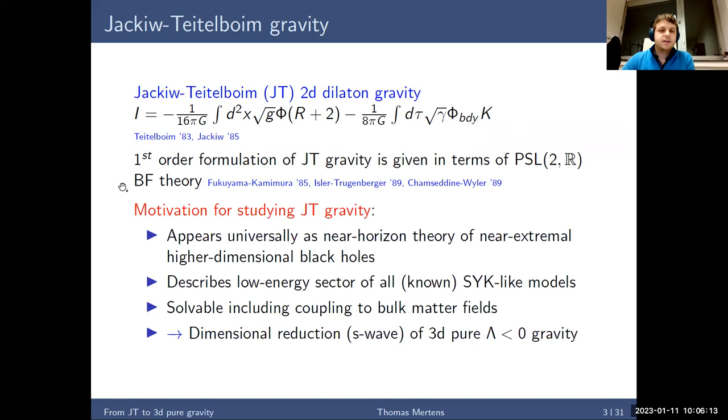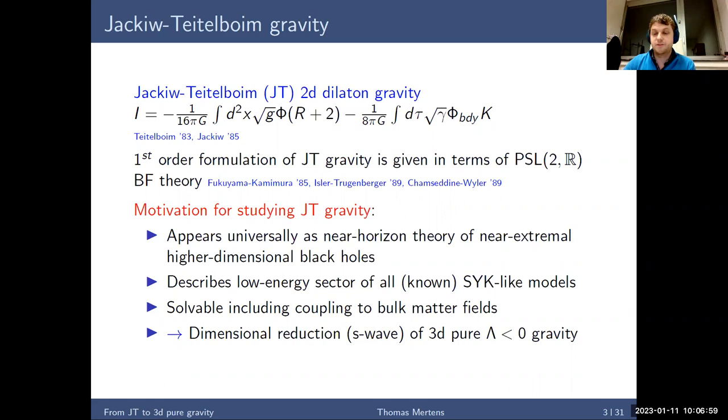Now, there are several motivations for studying that particular model of lower dimensional dilaton gravity, JT gravity. First of all, it appears quite universally as the near horizon theory of near extremal higher dimensional black holes. Second motivation, and this is how it appeared in 2015 by Kitaev's work, it describes the low energy sector of all known SYK-like models. And then thirdly, as I mentioned on the previous slide already, it is solvable, including coupling to bulk matter fields. And then one further motivation, and this is the motivation that I want to be thinking about, is you can get this model directly as a spherically symmetric dimensional reduction of 3D pure gravity. So 3D pure gravity and 2D JT gravity are strongly related.